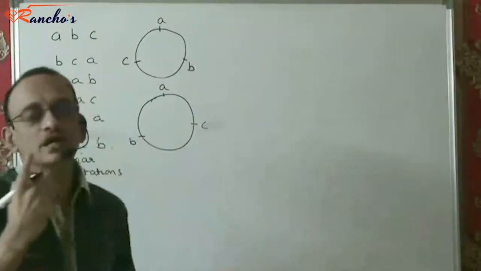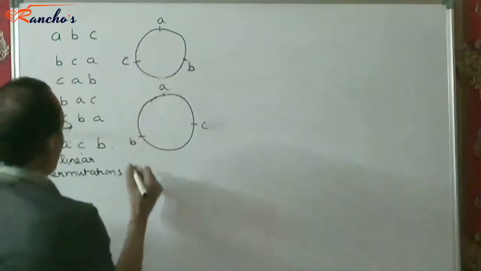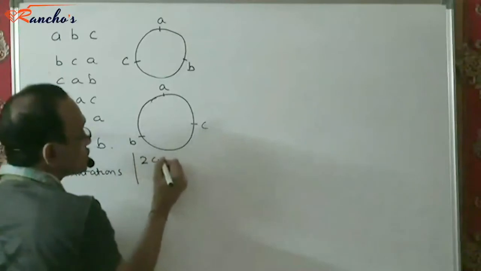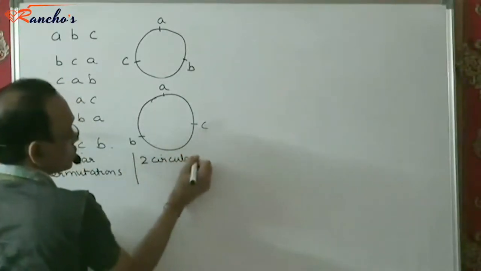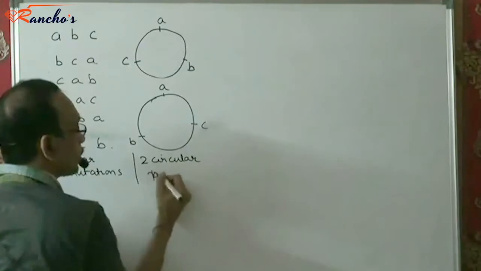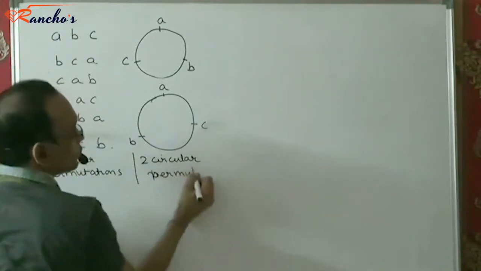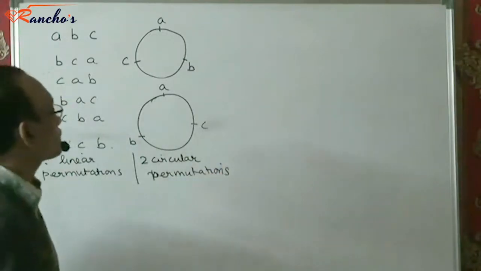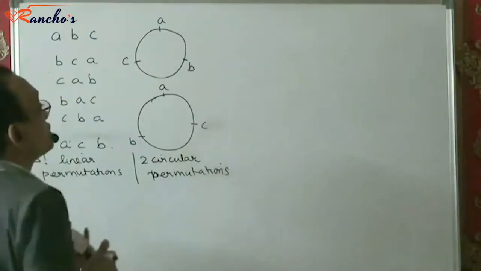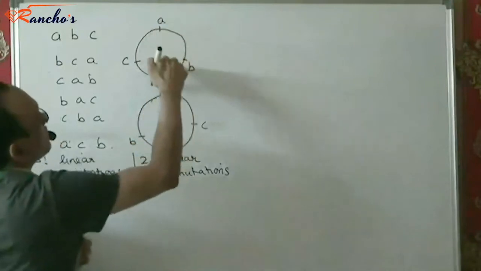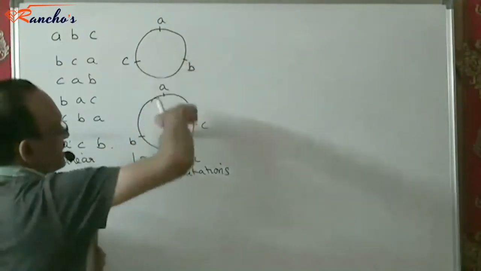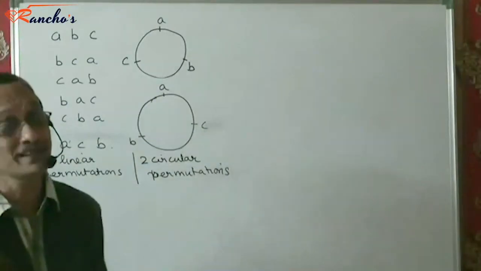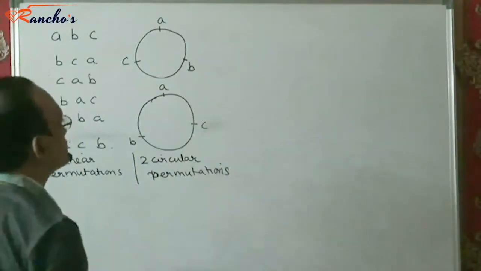So there are 2 circular permutations, compared with 3 factorial or 6 linear permutations. And of these 2 circular permutations, one is ABC clockwise, the other one is ABC anti-clockwise. So half of these circular permutations are clockwise, half are anti-clockwise.